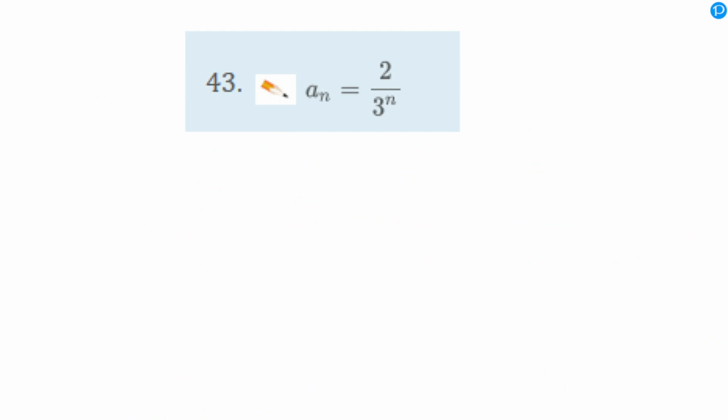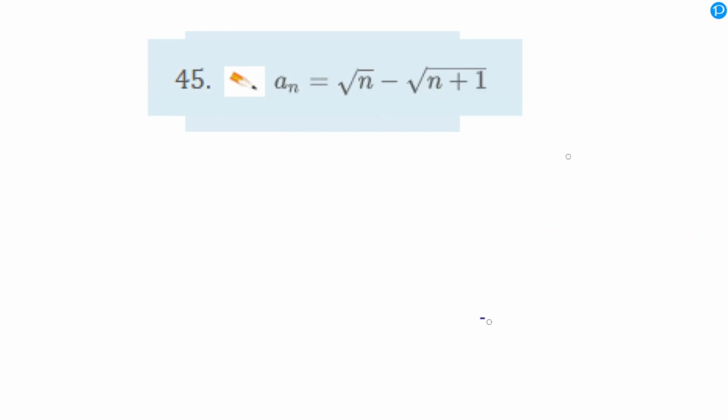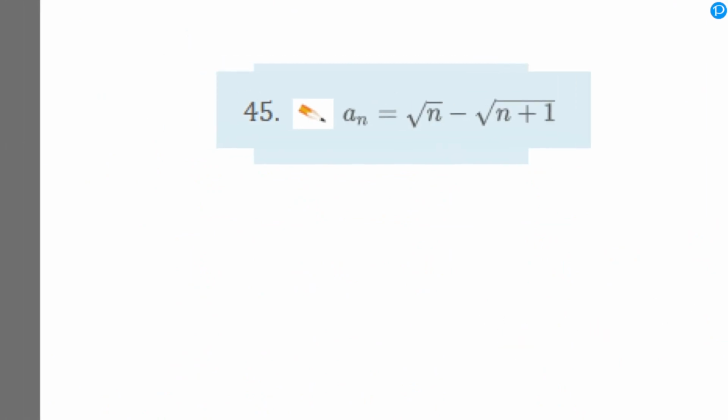So the next problem would be 45, which says a sub n is equal to the square root of n minus the square root of n plus 1. It's got the same instructions: to find the first four partial sums and the nth partial sum of the sequence a sub n. To find the first four, I'm just going to quickly do that on my calculator.